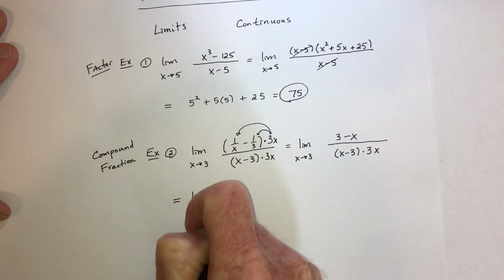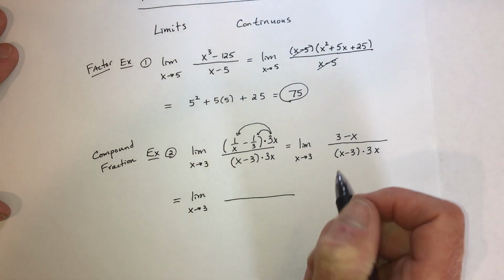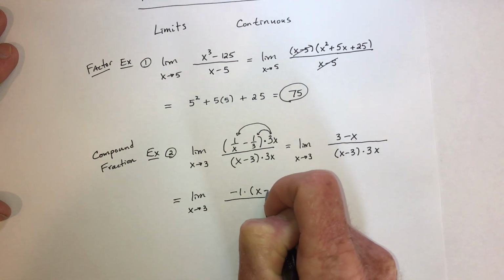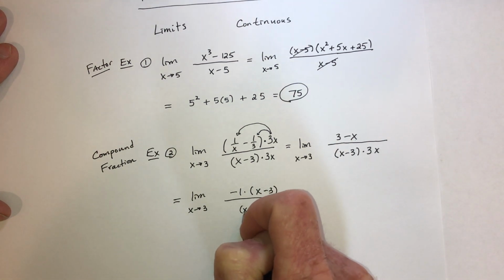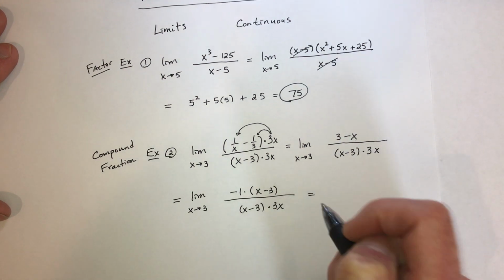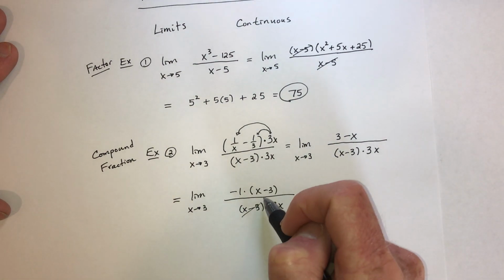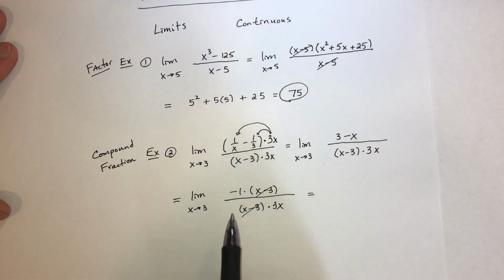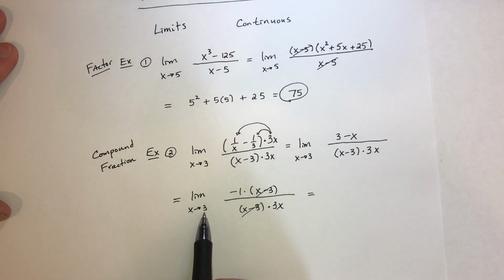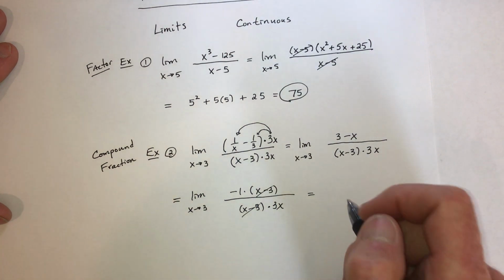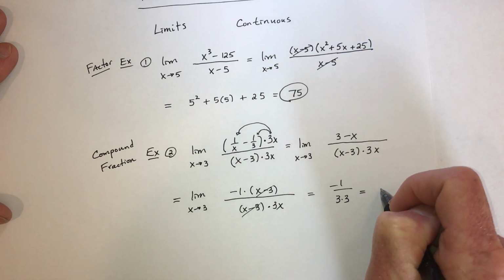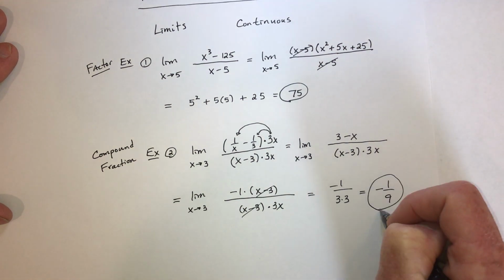Or, to show your work, on the top, I could factor out a -1. That would make the x become positive and the 3 become negative. And at that point, x minus 3 and x minus 3 can cancel, so all that's left is a -1 over 3x. And now when I plug in this 3, it's not going to cause division by 0. So it leaves -1 over 3 times 3, aka negative 1 over 9.